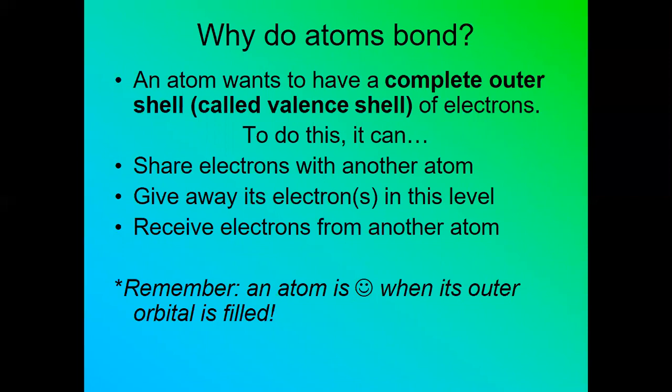When they work to fill their valence shells, they're either going to give away or share or receive an electron from another atom. Keep this in mind. The atom is smiling when its outer orbital is full. Sometimes this means it will lose an electron or 2 or 3, and sometimes it means it will gain an electron 2 or 3, or it will share 1, 2, or 3 electrons.